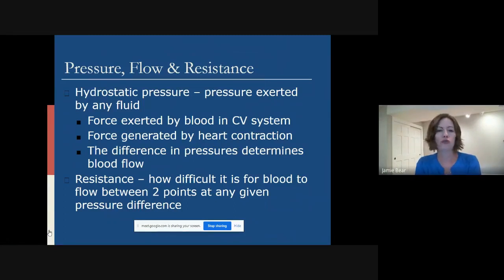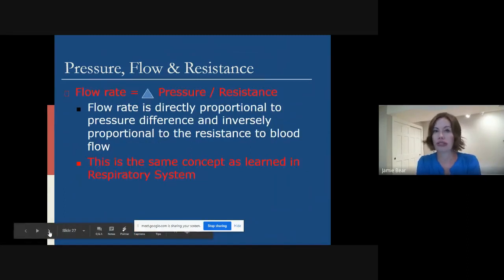Resistance, once again, just talks about how difficult it is for blood to flow between two points at any given pressure difference, very similar to when we talk about blood flow versus airflow. Flow rate is the change in pressure over our resistance. So flow rate is directly proportional to the pressure difference and inversely proportional to the resistance of blood flow.